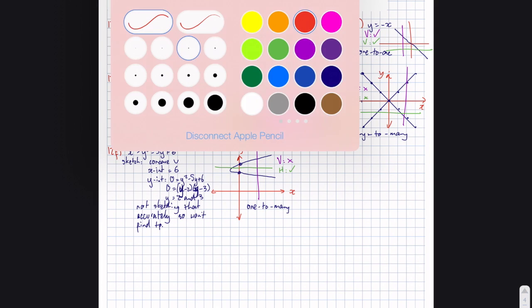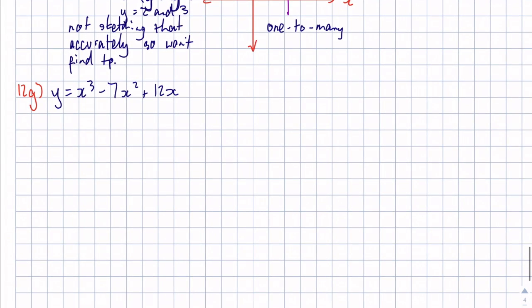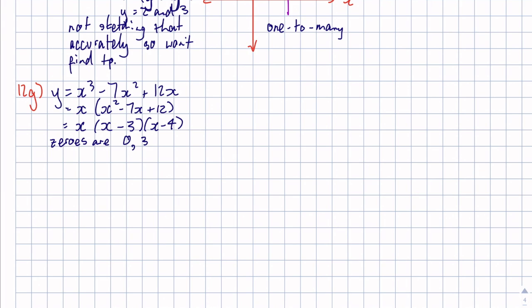Okay, 12G, we've got y equals x cubed, take 7x squared plus 12x. Now, I don't know how to factorize a cubic, but I do know that x goes into all of them, so I'm going to take x out the front. I'm going to have x squared, take 7x plus 12. Now, I do know how to factorize this. Two things that multiply to give +12 that add to give -7. So I've got x take 3, x take 4, which means my zeros are, well, 0, 3, and 4.